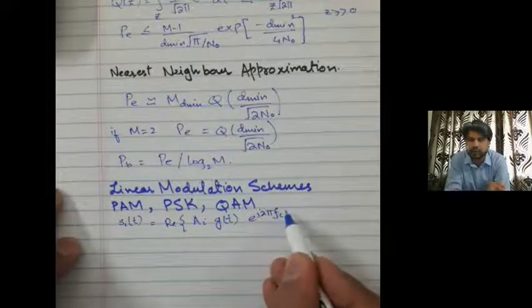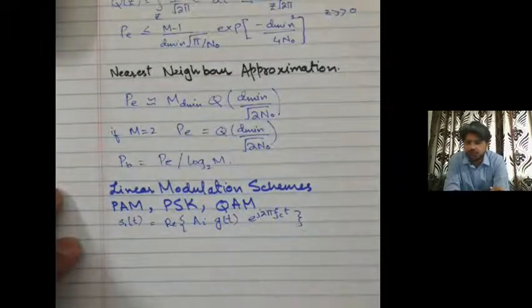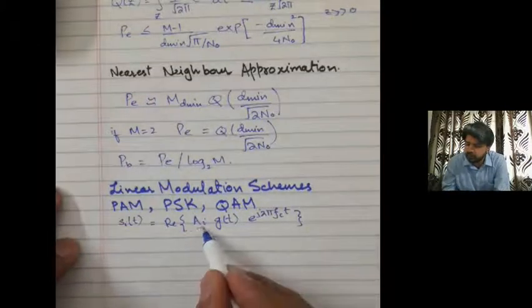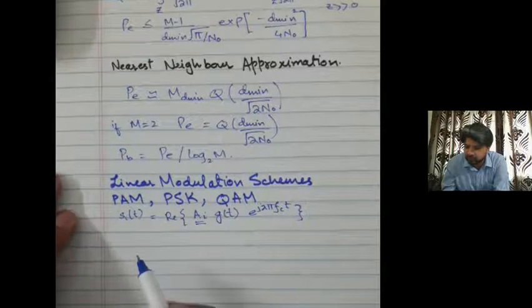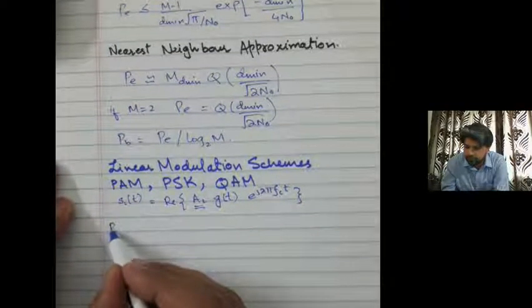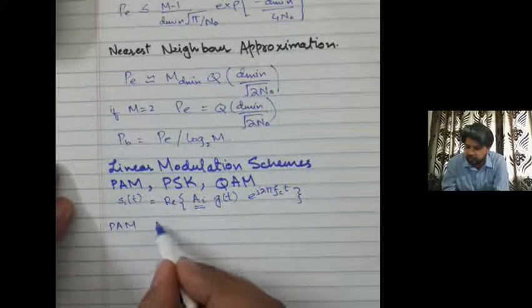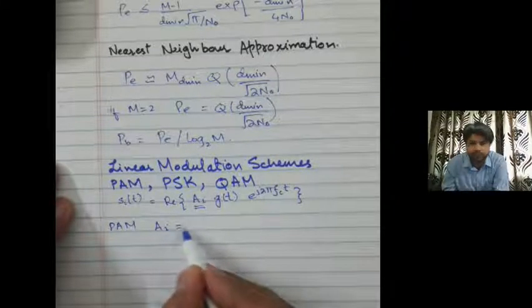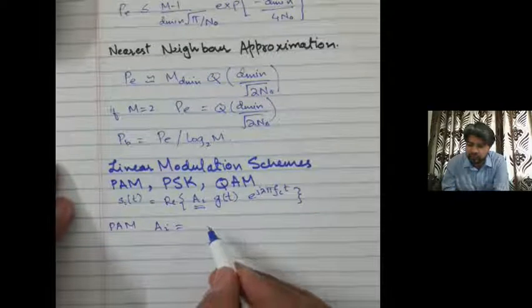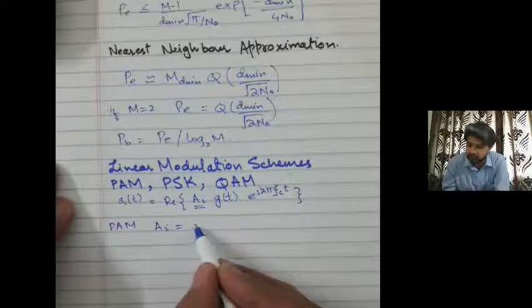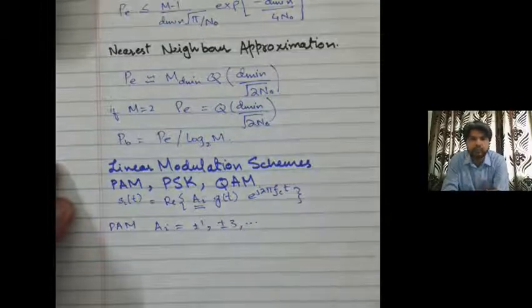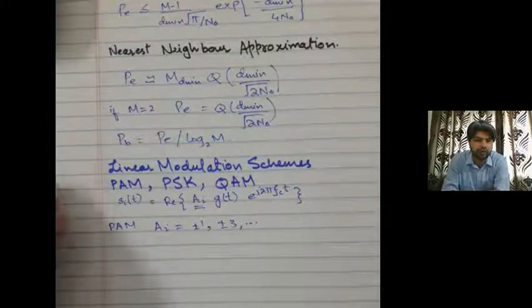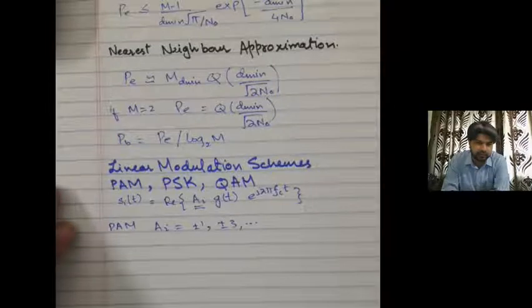That is your symbol to be transmitted. Now this AI is a complex number, and this would change for different types of modulation. For example, for pulse amplitude modulation, AI would only be real, and it would have values like plus minus 1, plus minus 3, like this. That means for different values of I, your amplitude would increase.